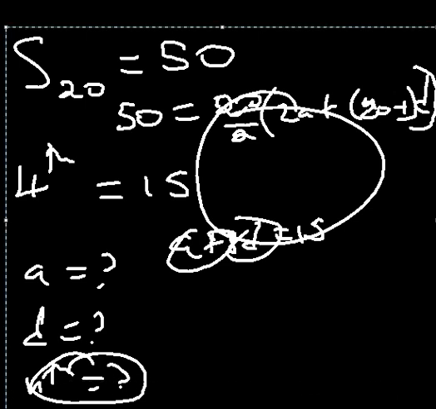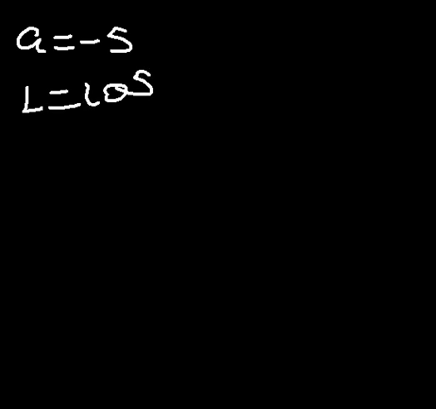So that is it. And also let's try to appreciate this question. The question says that in an AP, the first term is negative 5. That is the first term given as negative 5. And the last term is given as 105. That is the last term.